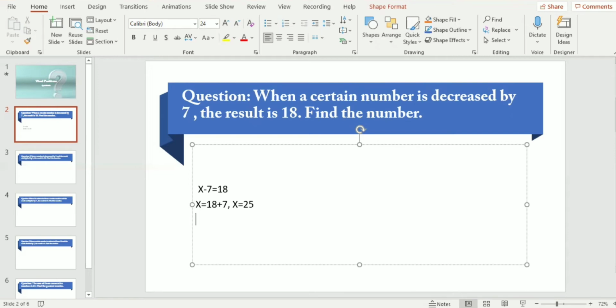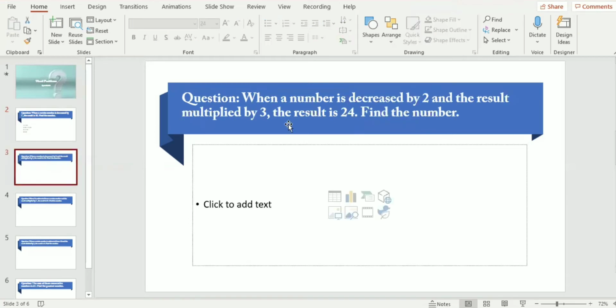There's one way to check whether you have done it correctly or not, which is that when you put the result into the equation, it satisfies. Which means that if I put the value of x, which is 25, and I subtract 7 from it, then it should equal 18. If you are not sure about your answer, you can perform this step to check whether the left-hand side is equivalent to the right-hand side or not.